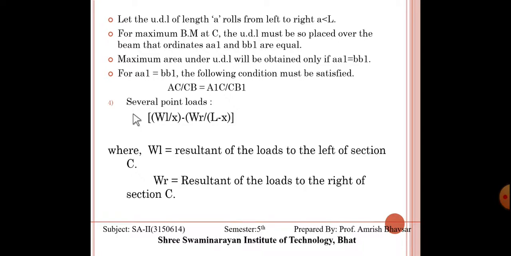Now, for several point loads, WL upon X minus WR is our L upon X. This is our equation, where WL is the resultant load from the left of section C and WR is equal to the resultant of the load from the right of section C.